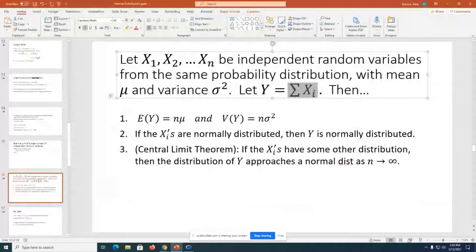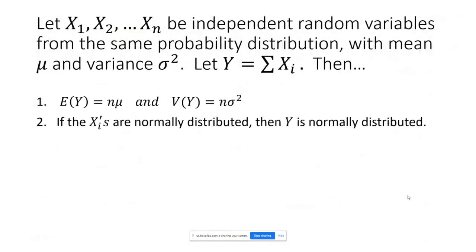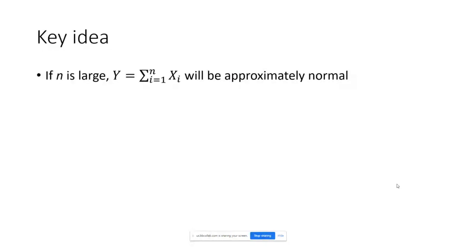Cool. This also works for the sample mean, x bar. So same thing, taking the sum of the x sub i's, but just multiplying by 1 over n. This also is approximately normal if n is large.